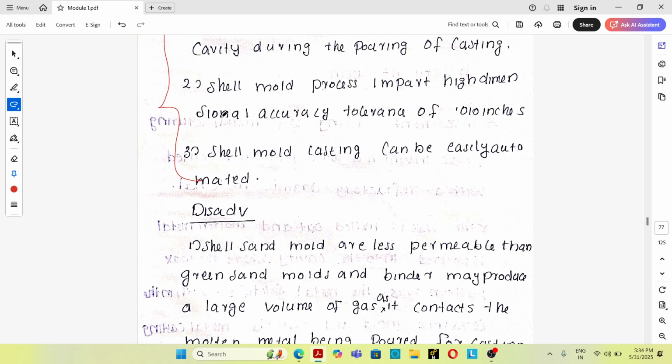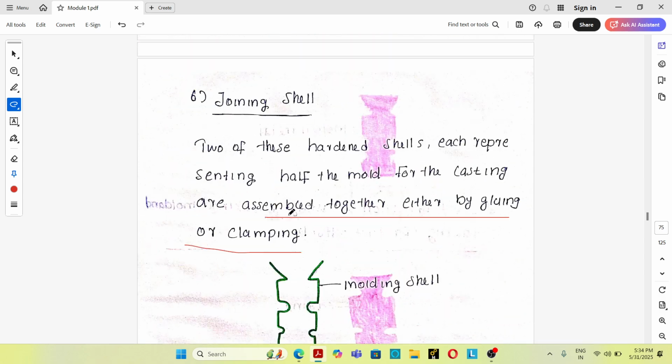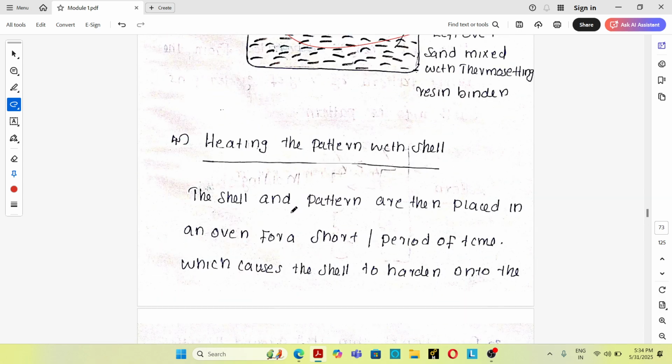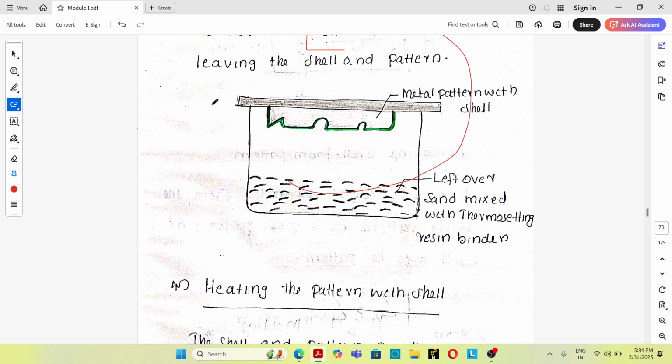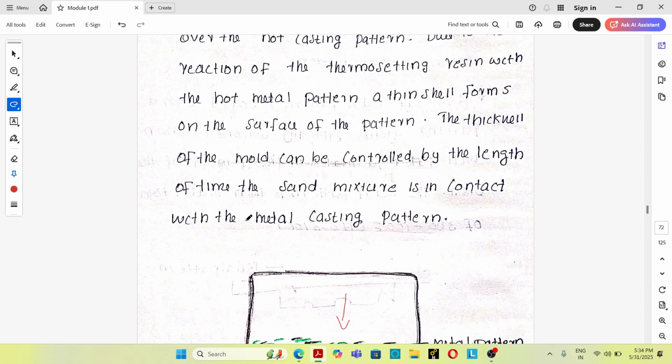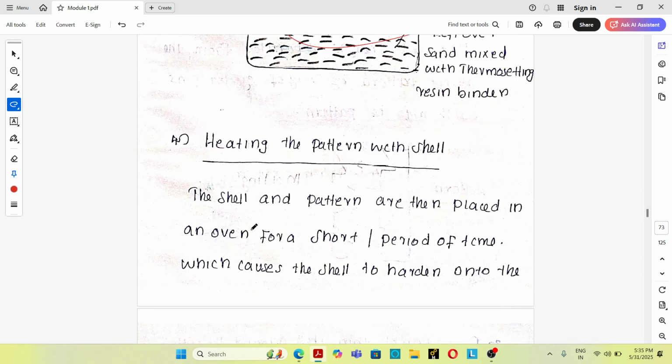So these are the application, advantages and disadvantages. While you are studying the shell mold casting process, you have to study all the step-by-step process along with the figure. The figure is very important. You also have to study one or two advantages, disadvantages and applications. For every casting process, you have to study the step-by-step procedure, how the casting happens, and also one or two advantages, disadvantages and applications.